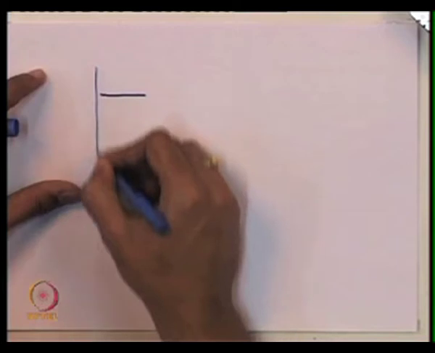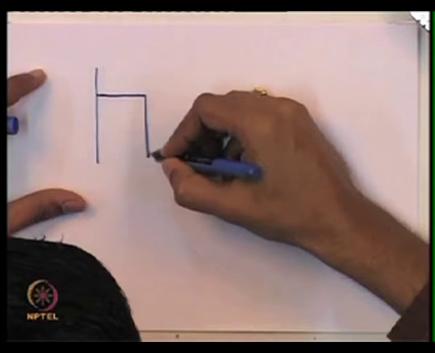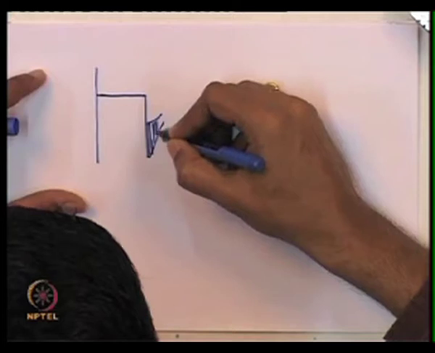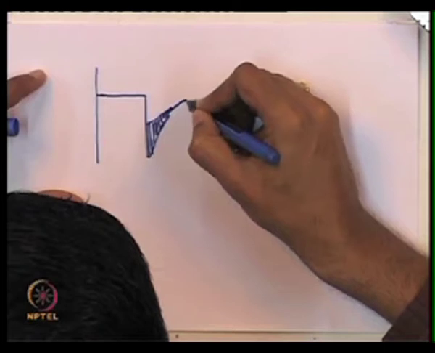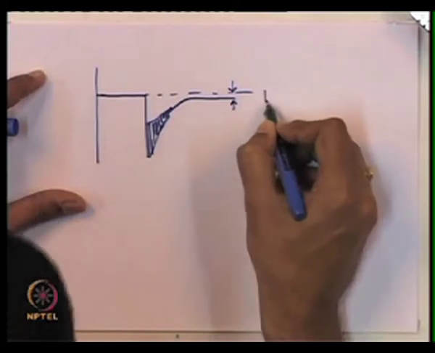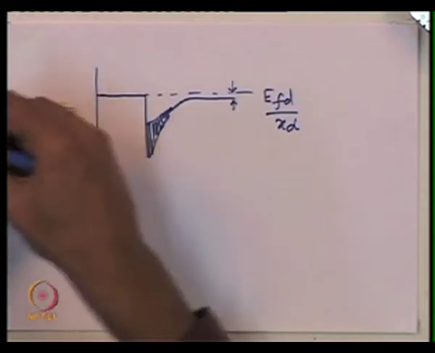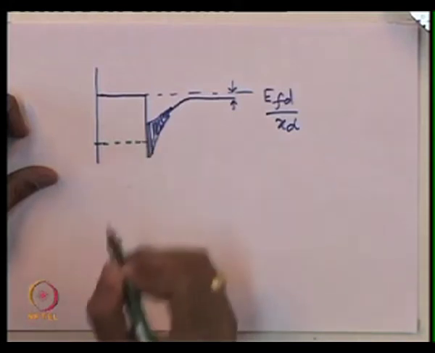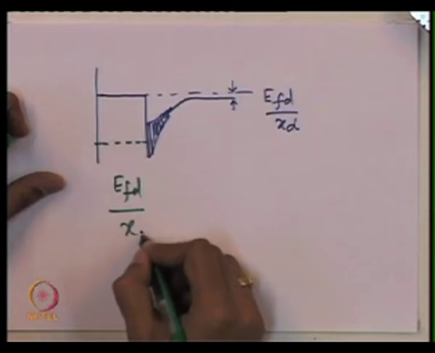curve of ID, you will find that it is initially 0 and then there is an oscillation. The envelope of the oscillation dies down, there is a transient and then it settles down to the steady state value, which is EFD by XD. In fact, the mean value of this initial transient, let us call it this, is roughly EFD by XD double dash.